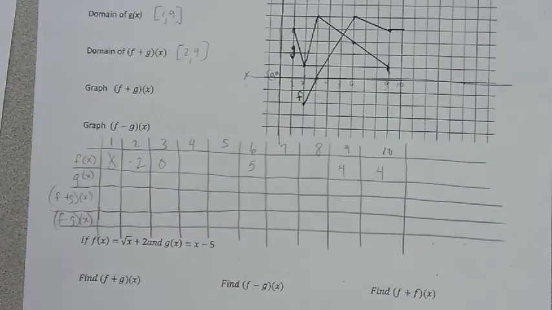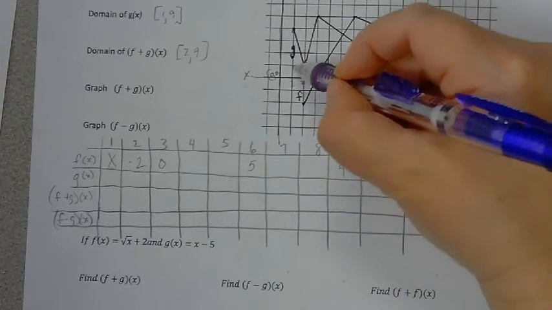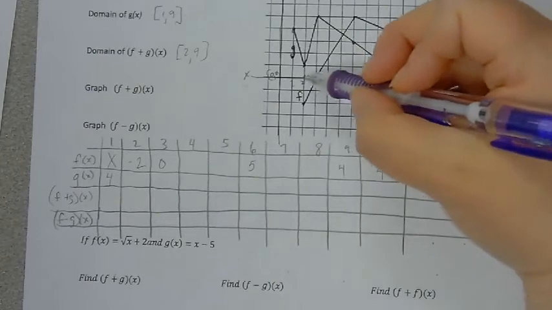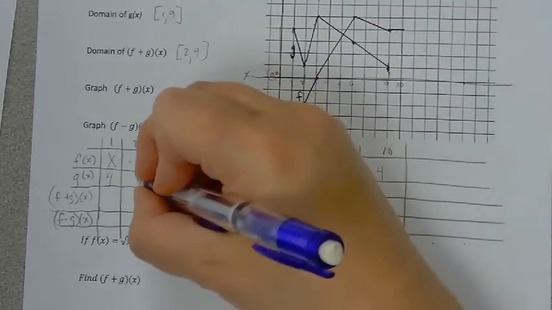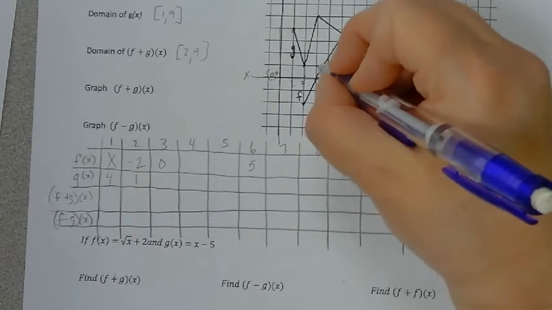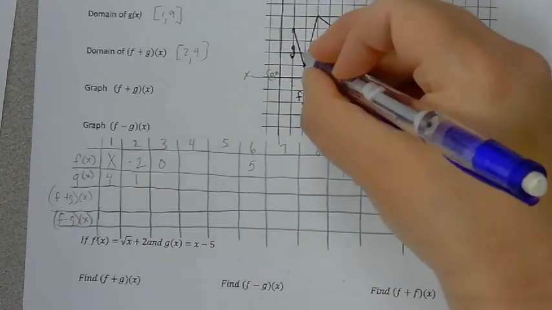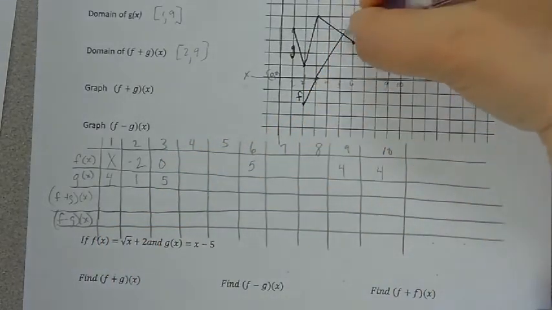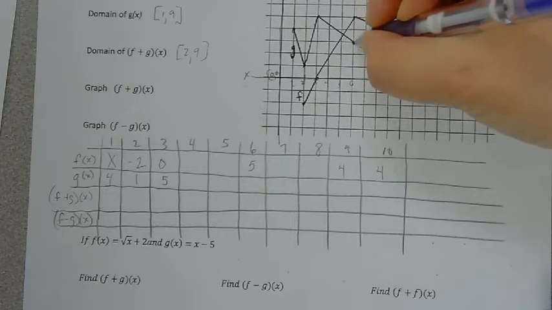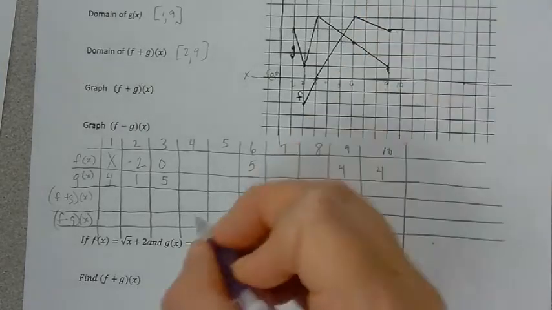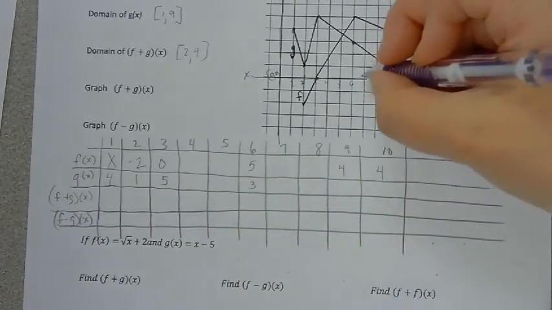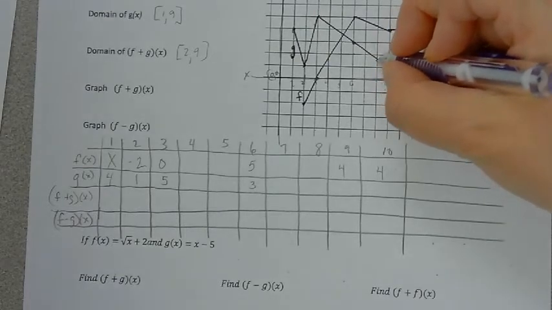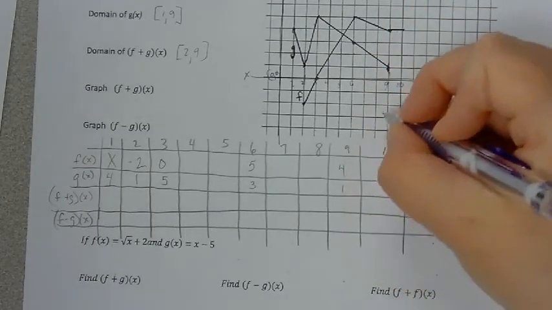Okay, let's look at the g function. The g function at 1 is at 4. The g function at 2 is at 1. The g function at 3 is at 5. Remember, I'm looking at the g function. At 4, the g function is in the middle of a line. Same thing at 5. At 6, it's right at a grid point, so at 6, it's at 3. At 7, it's in the middle. At 9, it's at 1. And at 10, there's nothing.